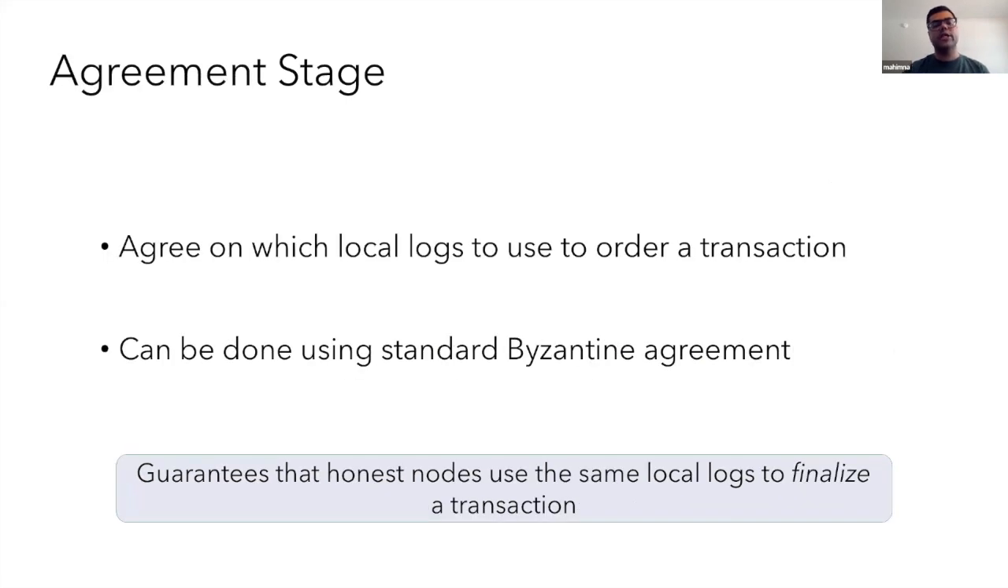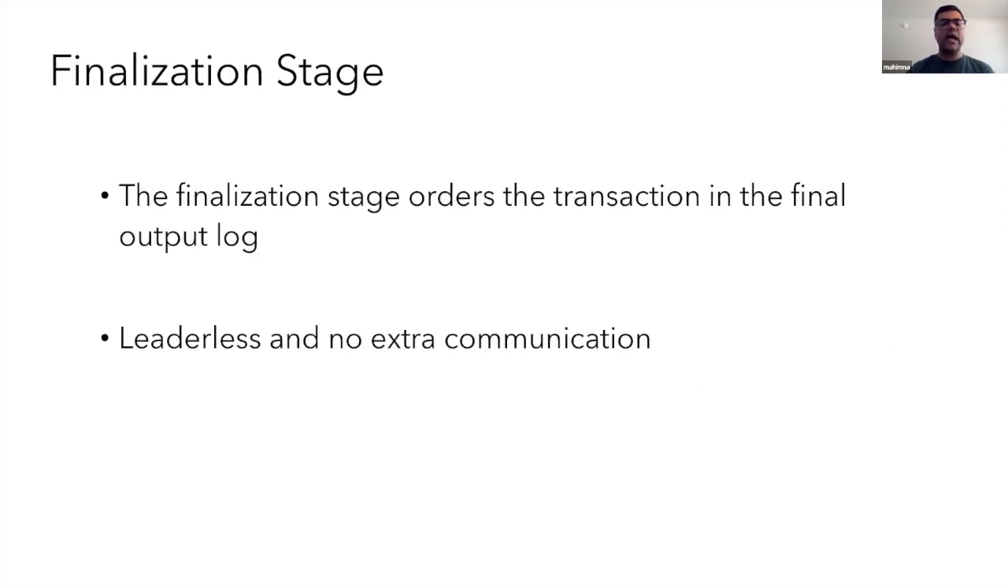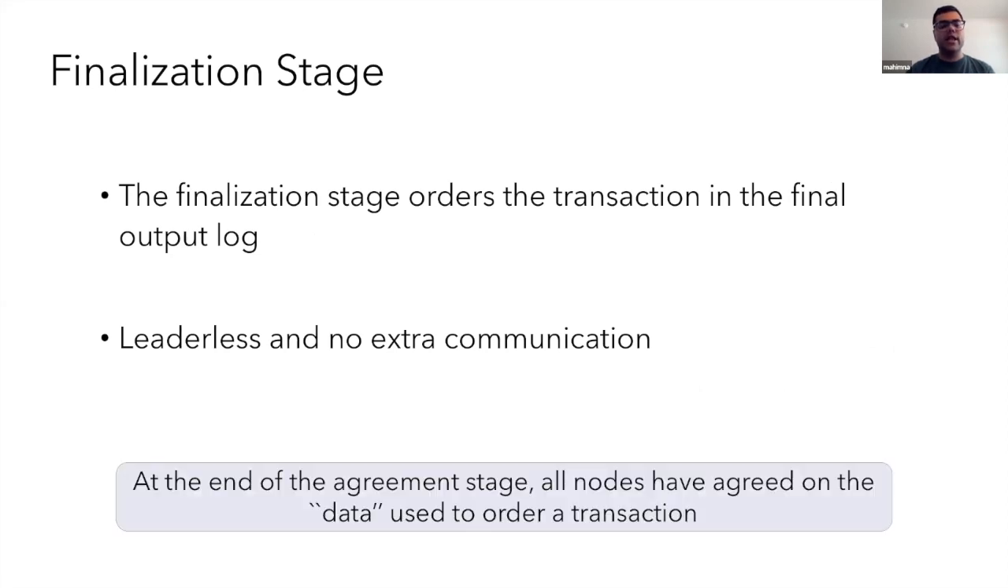The second stage is the agreement stage, in which we agree on which local logs to use to order a specific transaction. This can be done by a simple variant of the standard Byzantine agreement, and will guarantee that nodes use the same local logs to finalize a transaction. The last stage is the finalization stage, which outputs the final ordering of the transactions. This step is leaderless and requires no extra communication. Essentially, this can be done because at the end of the agreement stage, all of the nodes have agreed on which data to use to order a transaction.